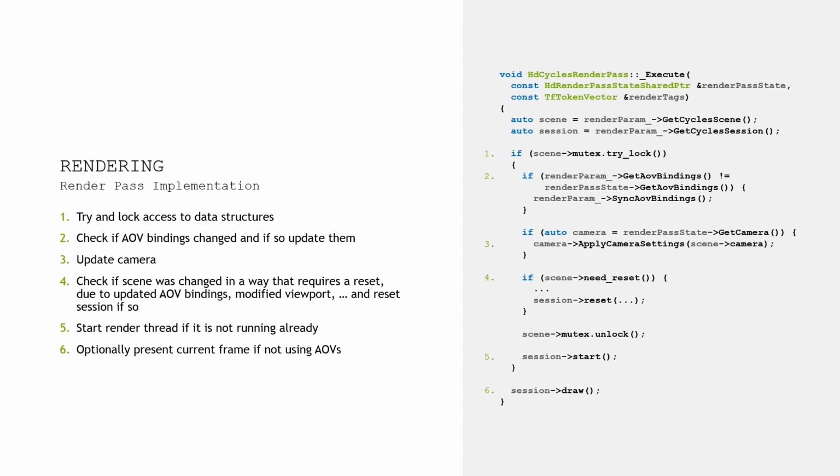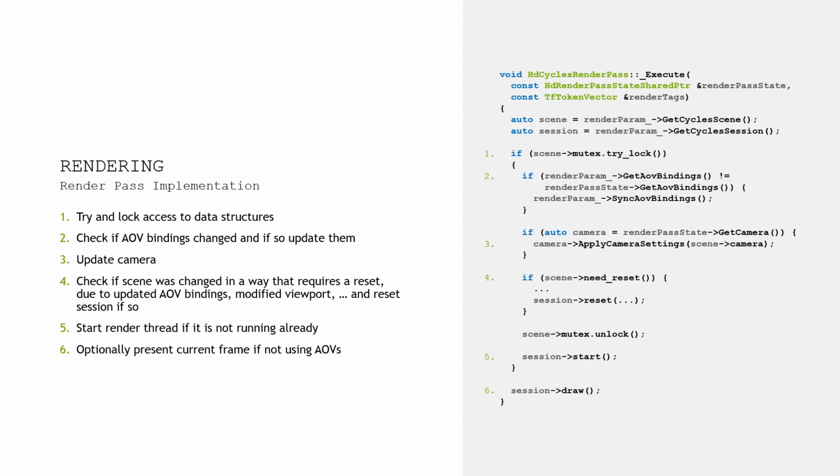It first attempts to enter the lock surrounding all scene updates. If it is unable to do so because another thread is currently modifying the scene, then the rest of the method is simply skipped for the time being. This way, Cycles continues to render the previous state until scene updates have completed. Otherwise, it queries the requested AOV bindings from the RenderPass state that Hydra passes in and reconfigures Cycles accordingly if they changed. As a third step, the camera is queried, and all its settings are applied to the global scene camera Cycles uses for rendering.